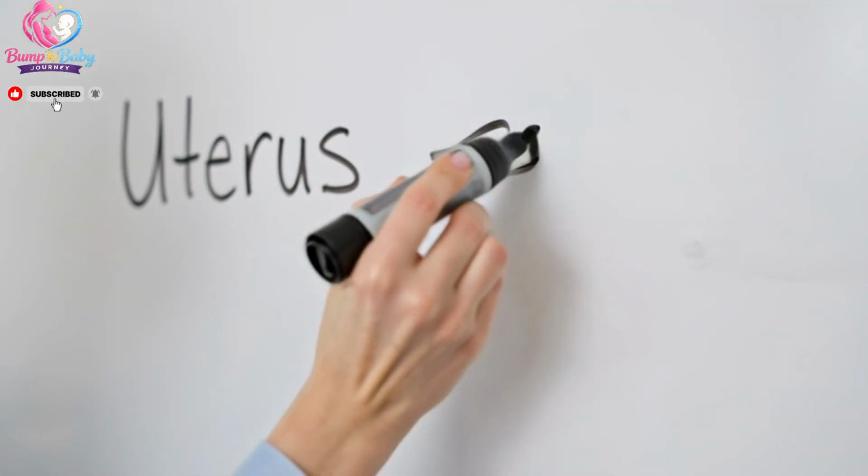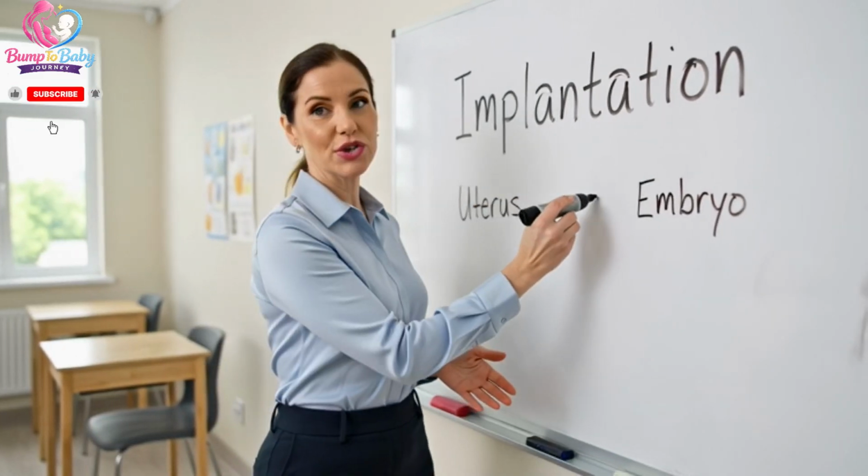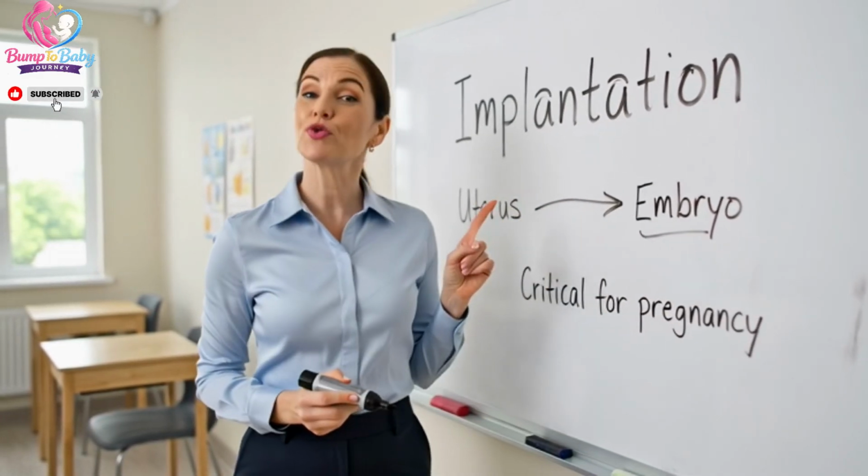Let me illustrate on the board. The embryo must attach to the uterus lining. Without this connection, the pregnancy cannot proceed.